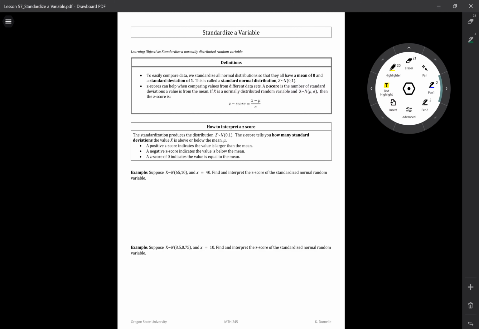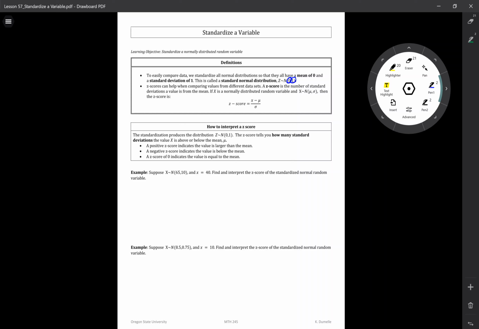Alright, so in one of our previous lessons we talked about something called a z-score, and that's what this lesson 57 is all about. To easily compare data, we have to standardize all normal distributions so that they have a mean of 0 and a standard deviation of 1. We talked about this in our other lesson 55. This is called the standard normal distribution, and it has this symbol right here. This means that it is a normal distribution. This 0 tells us the mean, and this 1 tells us the standard deviation.